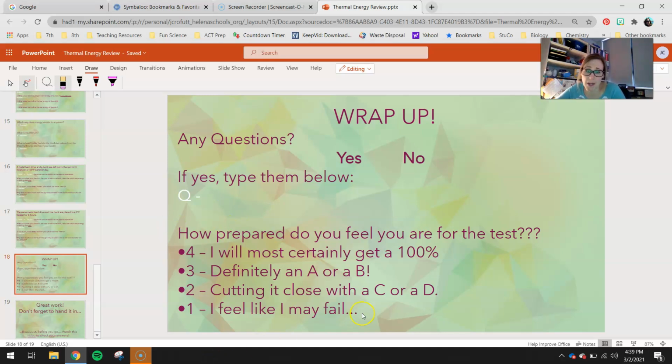And then finally, how prepared do you think you are for this test? 4 is you are most certainly going to get a high A or 100%. Okay, 3, definitely an A or a B. 2, cutting it close with the C or D. And 1, I'm probably going to fail this. Okay, if you are in this 2 or 1, you need to be going back, doing some work, whether that's adding notes into your OneNote, getting help, reviewing other assignments, doing assignments you haven't done yet, whatever the case may be.